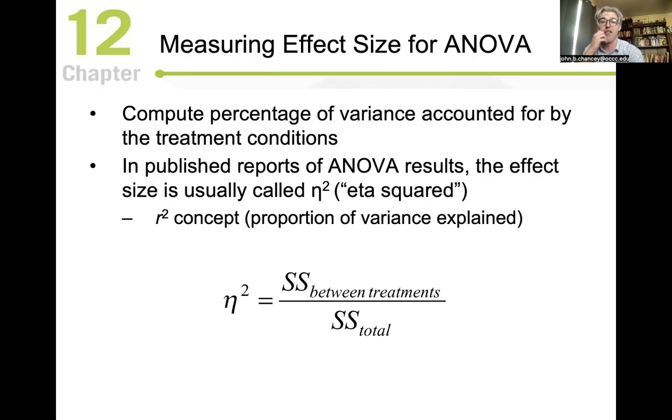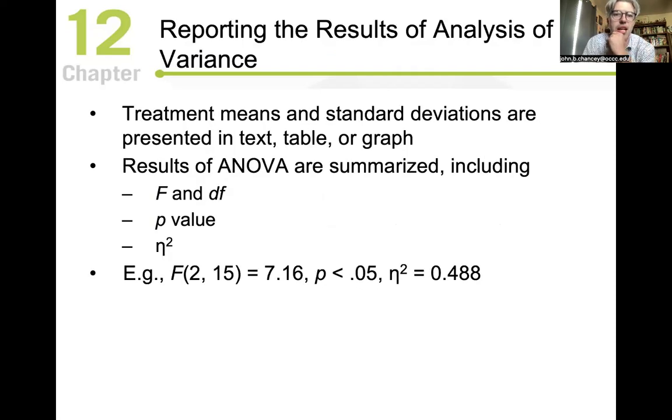So how do we measure the effect size? We want to compute the percentage of variance that is accounted for by the treatment conditions. The higher the number, the better. So when we publish those results, it's eta squared, I should say. It's not n squared, sorry, it's eta, that Greek symbol. Sorry, I should have said that up front. It's similar to the r squared we looked at in previous chapters, but eta squared is just your sum of squares between treatments over sum of squares total. And the higher that number, the more variance is accounted for.